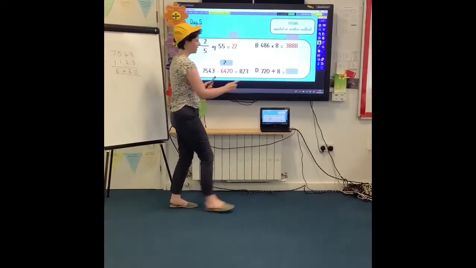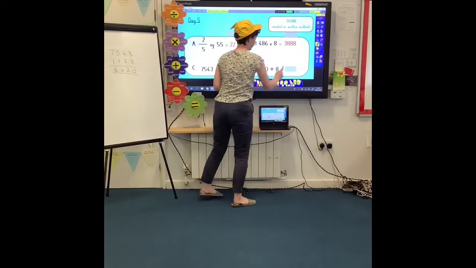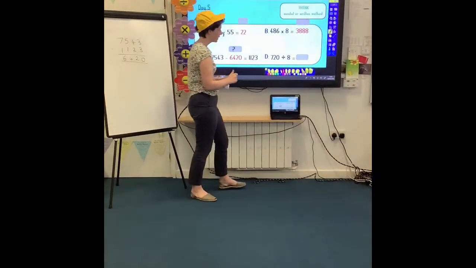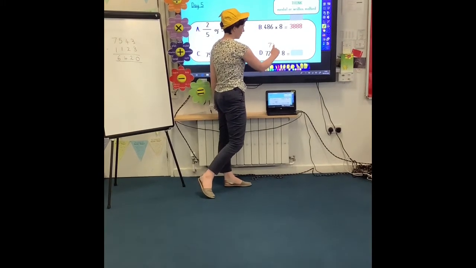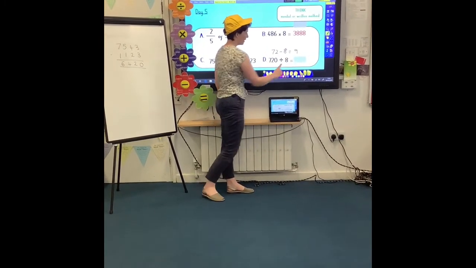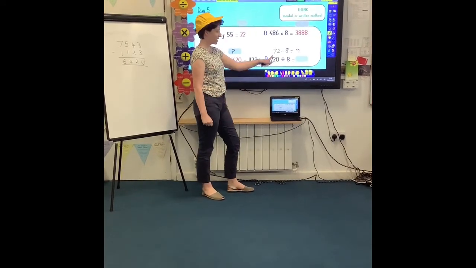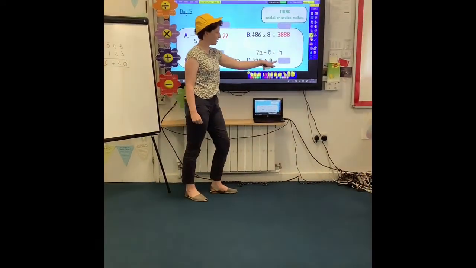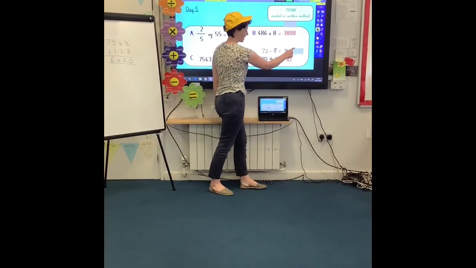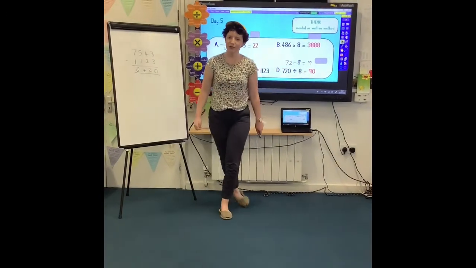And then our final calculation, 720 divided by 8. That's not something we're going to use a written method for. We're going to look at our knowledge of our 8 times table to help us here. I know that 72 divided by 8 equals 9, and 720 is just 10 times bigger than 72, so I know my answer is going to be 10 times bigger. So 720 divided by 8 is 90.